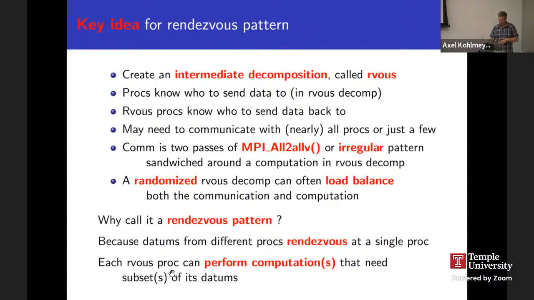So each rendezvous processor, once it has received all these messages, can perform a subset of the total computations. So it has all the data on a subset: multiple computations, like multiple rigid bodies, and it has to figure out which datum goes with which body, but using a subset of its datums for each computation.